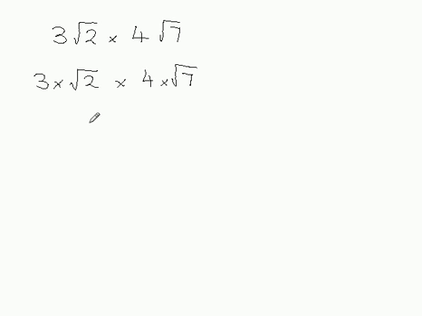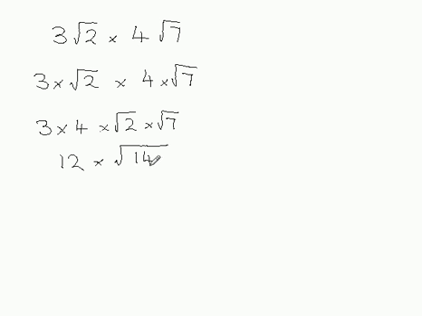There. Once I've got it like that, I'm going to rearrange the multiplications so that all of my whole numbers are first, and then all of my surd parts are second. Now that gives me 4 times 3 gives me 12, and this here, they join together to become 2 times 7 is 14.